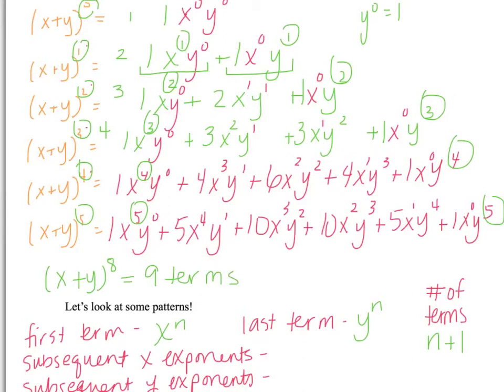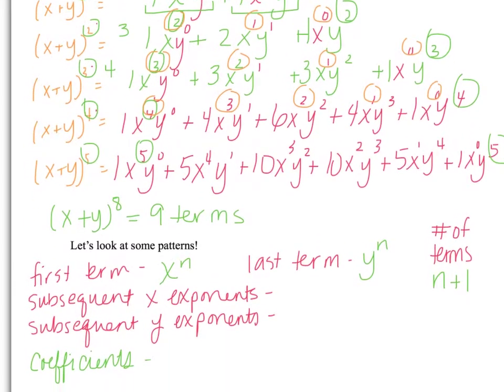If we look at the pattern of the exponents for x, in the first one I go 1 and then 0. The second one I go 2, 1, 0. 3, 2, 1, 0. 4, 3, 2, 1, 0. I forgot this last 0. So I'm always starting with n and I'm decreasing by 1 every subsequent exponent.